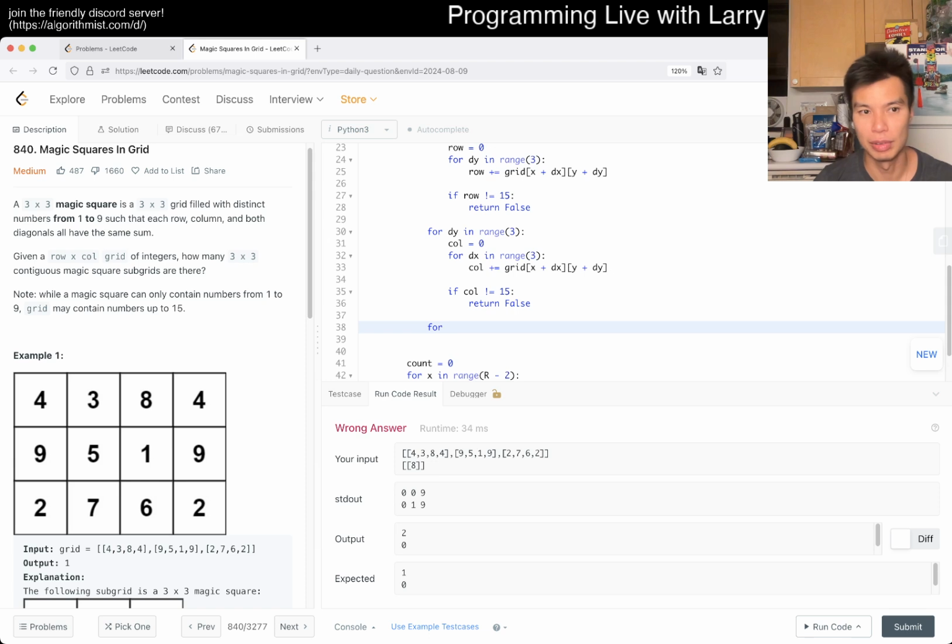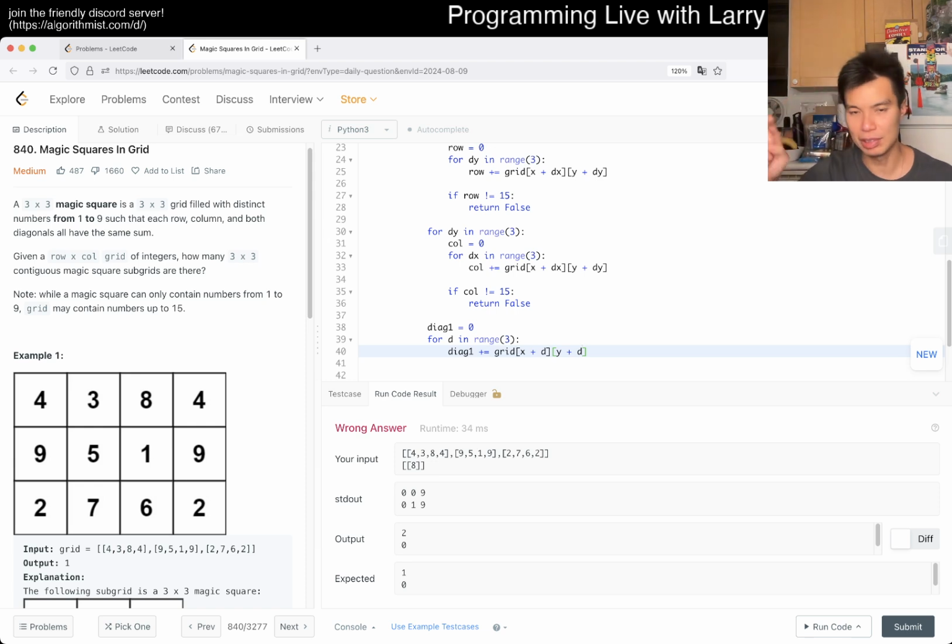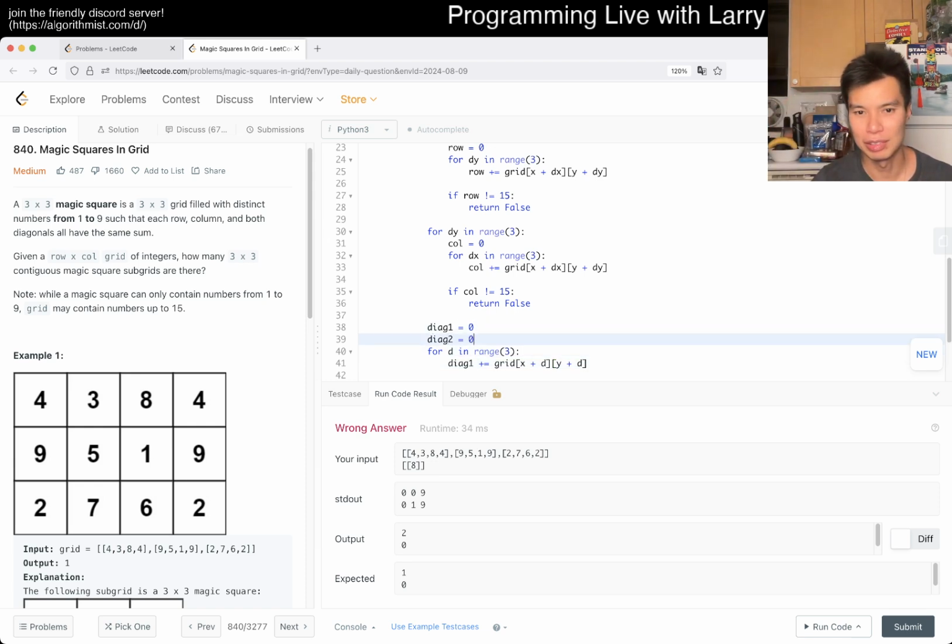So for maybe diagonal 1 equal to 0, for D in range of 3, if diagonal 1, we add grid of x plus D, y plus D, right? And then you can also do the other one here as well, and you add grid of x plus 3 minus D, maybe, or 2? Is it 2 minus D or 3 minus D? We only have to change one of them to get the other diagonal, right?